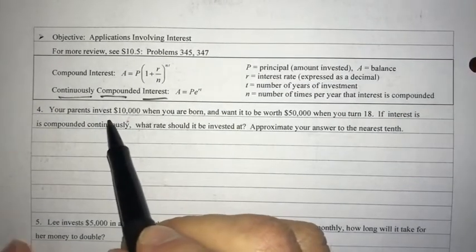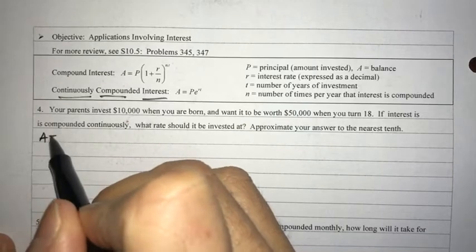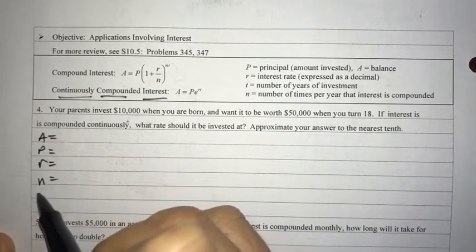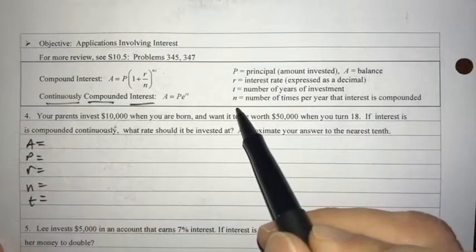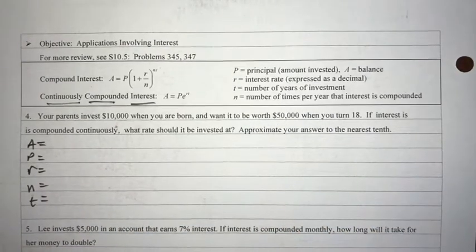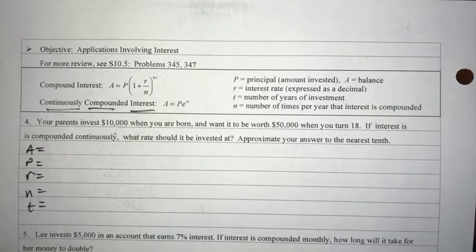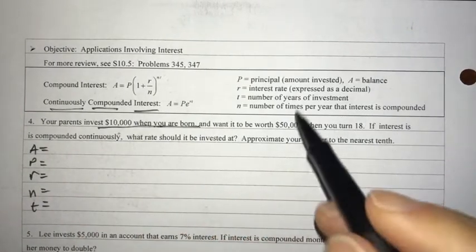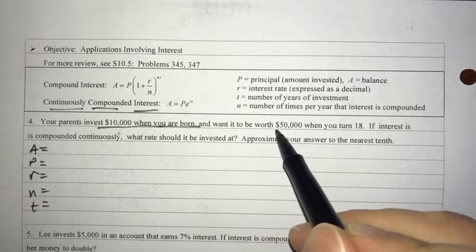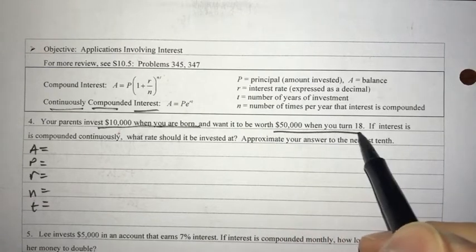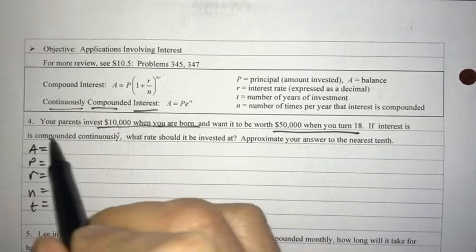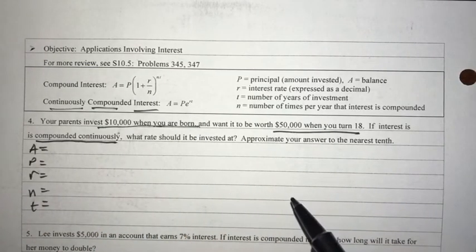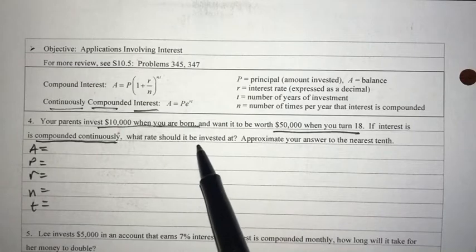I want to write down all my variables here. A, P, R, N, or I think we saw it as K last time. We said that that's the number of times per year the interest is compounded. Your parents invest $10,000 when you're born, thank you parents, and want it to be worth $50,000 when you turn 18. If interest is compounded continuously, that's telling me it's this formula actually. At what rate should it be invested?